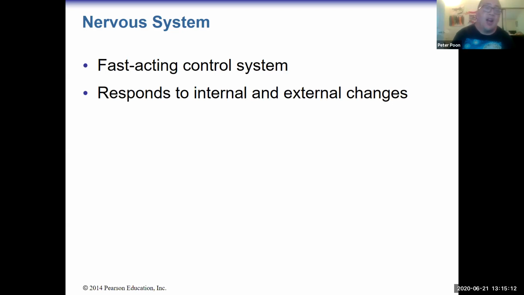The nervous system is a fast-acting control system that responds to internal and external changes. If I was in class with you, I would have fired my eraser at one of you, and hopefully you would have caught it. Usually they do. And I would not have said anything when I threw it. But you can catch it, usually within a second.